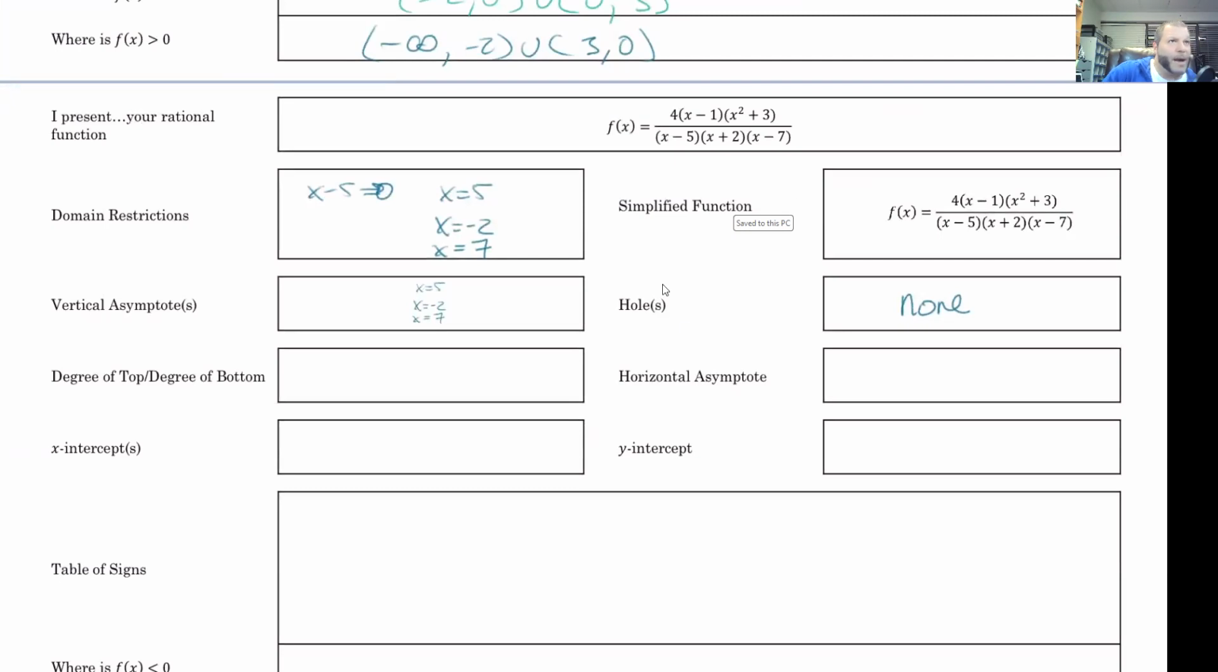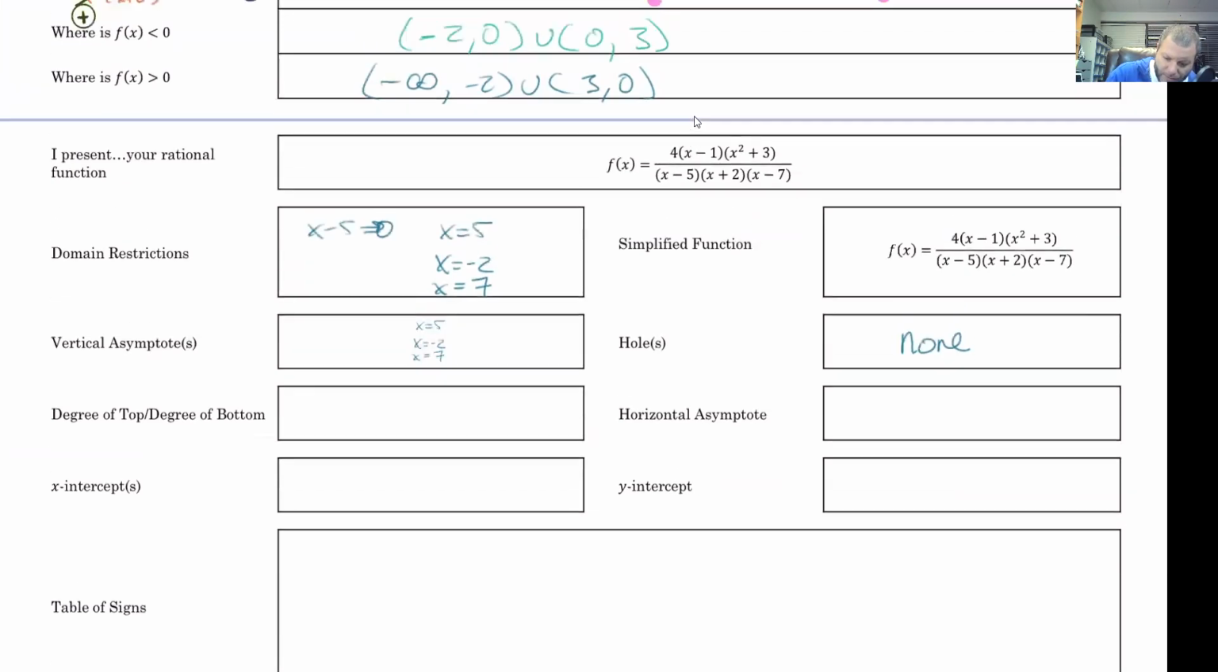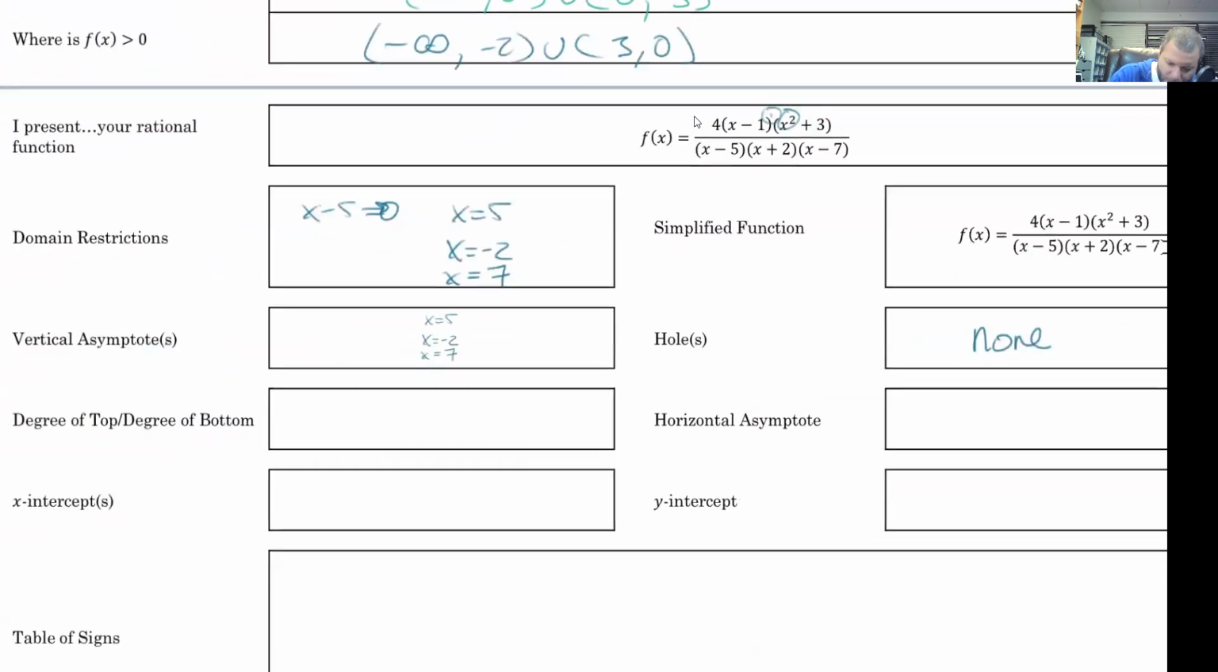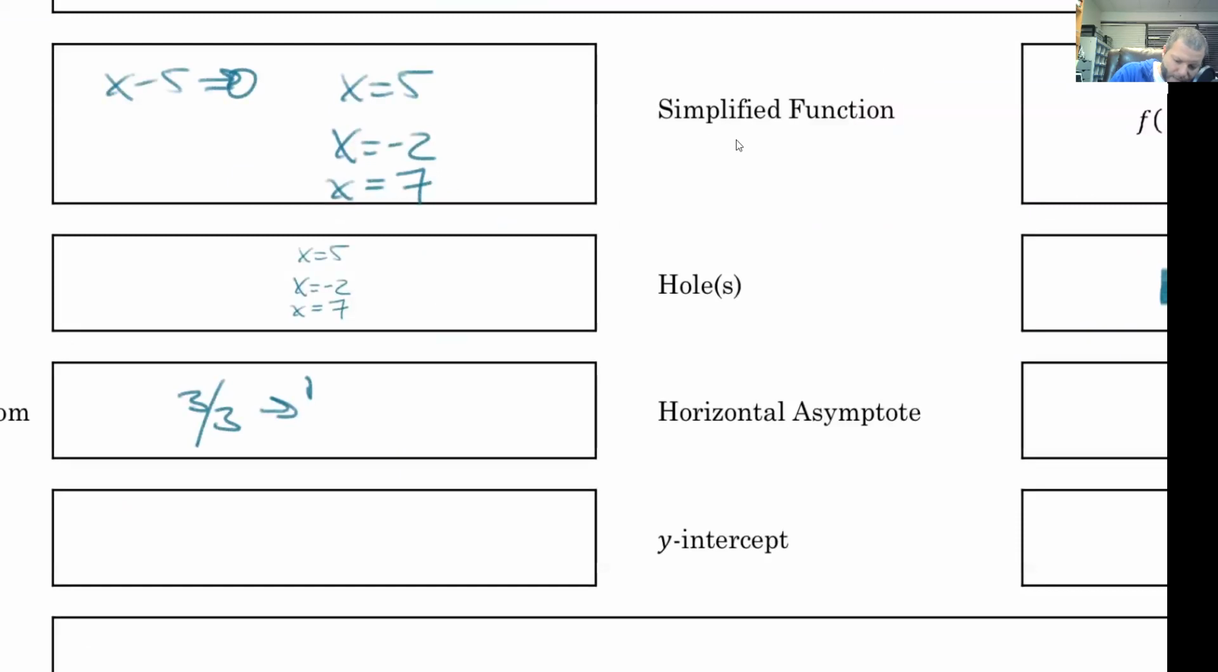If we look at the degree of the top over the degree of the bottom, the degree of my top would be x minus 1 to the first power. I have a squared there, so the degree of the top is going to be 1 plus 2, which is 3. The degree of the bottom, I have first power, first power, first power, which is also to the third power. So that means that the horizontal asymptote is going to be the ratio of lead coefficients of the top and bottom.